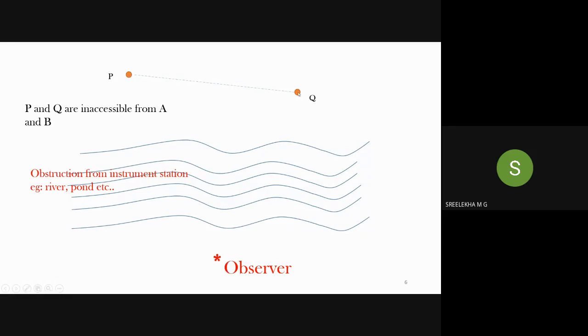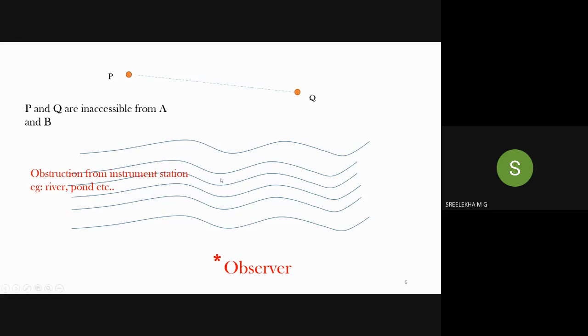So I think you're seeing the 2 points. Can you see here, because of this obstruction, you are not able to measure the distance from the observer to P or from the observer to Q. Do you remember the last problem? The repetition method, you have taken only single station point. You have taken only single instrument station. Theodolite station was only one station.